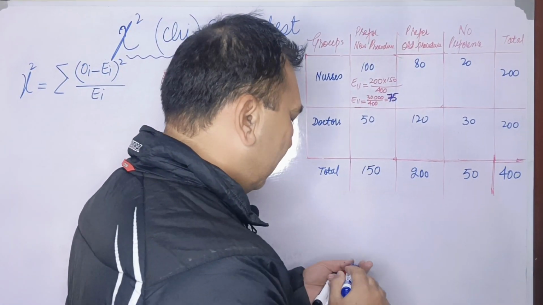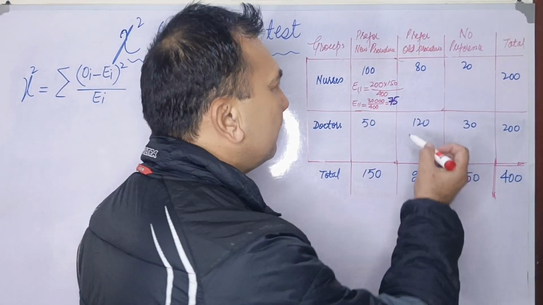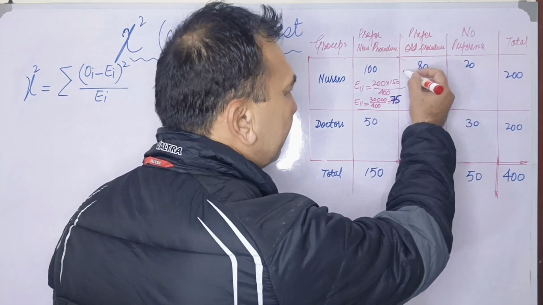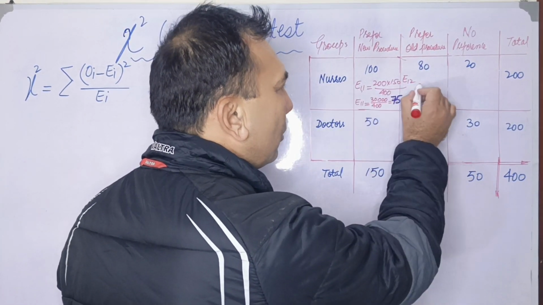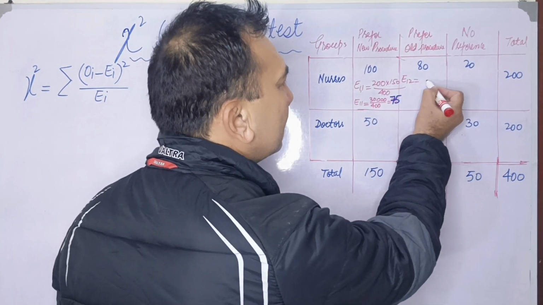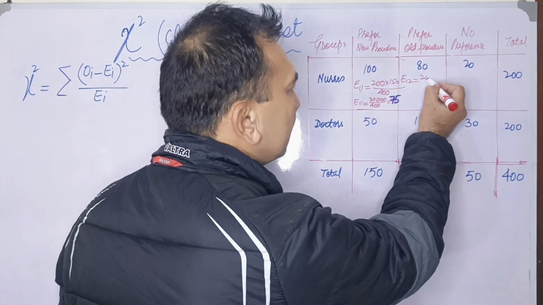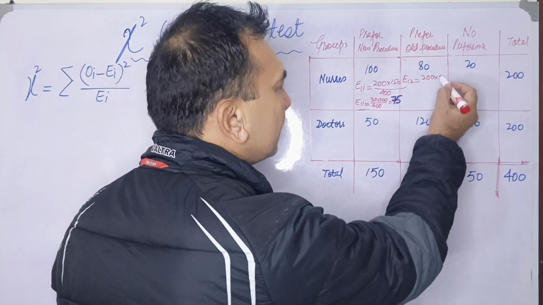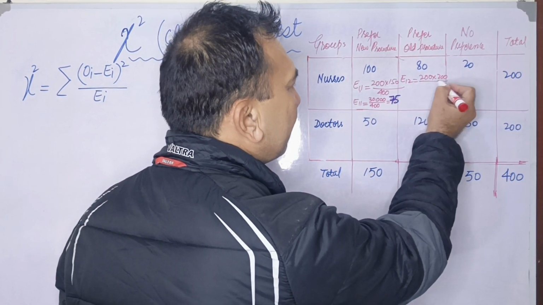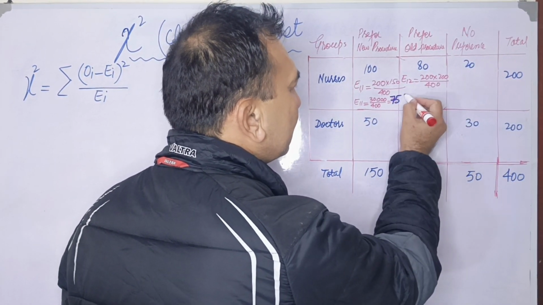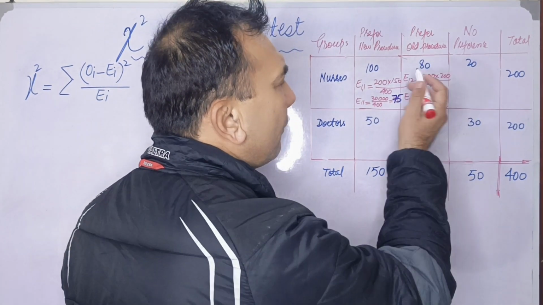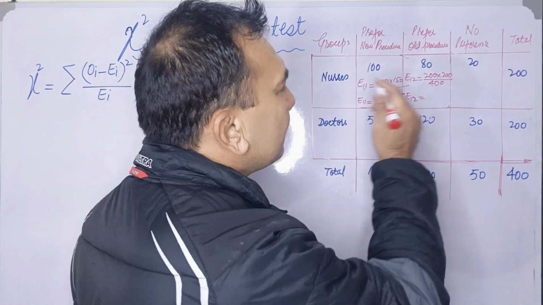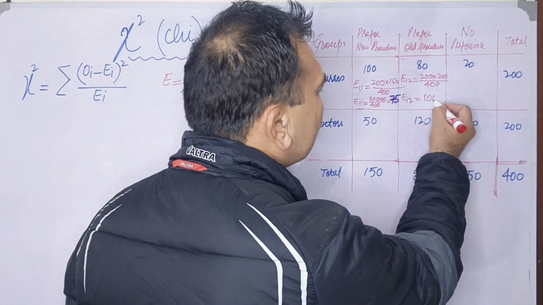Now we apply the same method again. E12 means row 1 and column 2. The row total is 200, the column total is again 200, divided by 400. So E12 is 40,000, and 40,000 divided by 400 is 100.